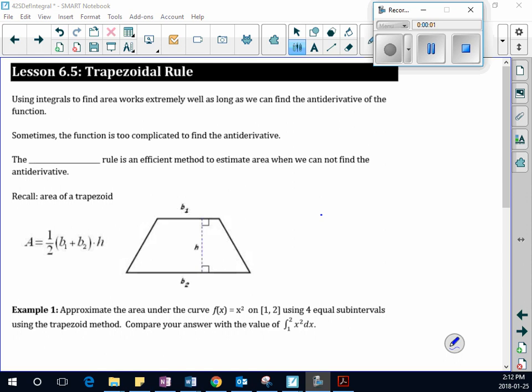All right, so the trapezoidal rule is the following. If we can't find the antiderivative of a function easily, we may want to try this rule, and that's called the trapezoidal rule. It's an efficient method to estimate the area when we cannot find the antiderivative. Again, you may not remember this area formula: 1/2, you add up the two bases and then multiply by the height.